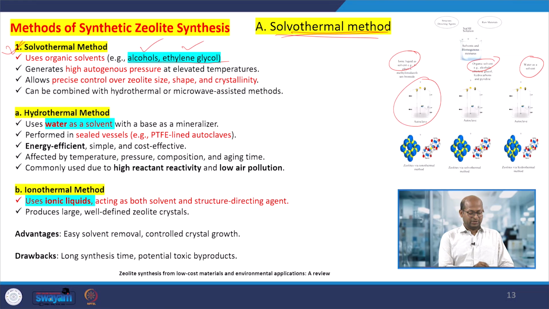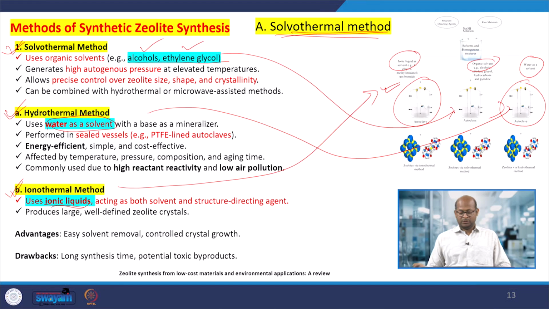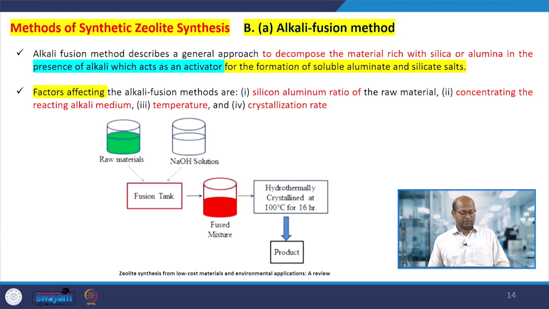So in this case, if water is used as a solvent in an autoclave, then we can say it is a hydrothermal method. If ionic liquids are used for the preparation of zeolites in high pressure reactors, then you can say it is an ionothermal method. Or hydrothermal, or solvothermal, with any organic solvents we can use. Basically, depending upon the solvent we are using, we can classify it as a hydrothermal, ionothermal or solvothermal method.